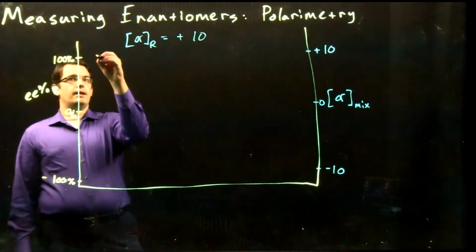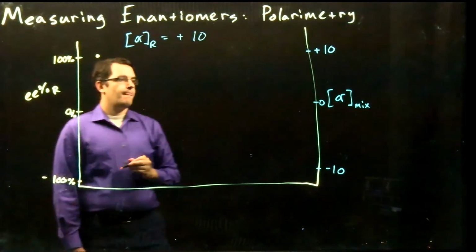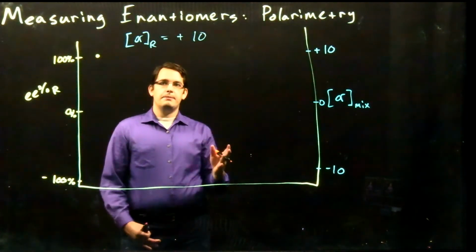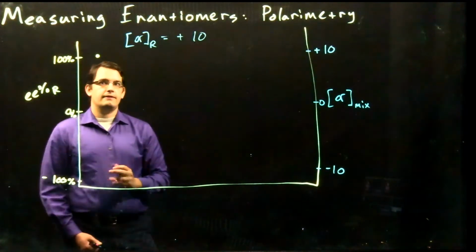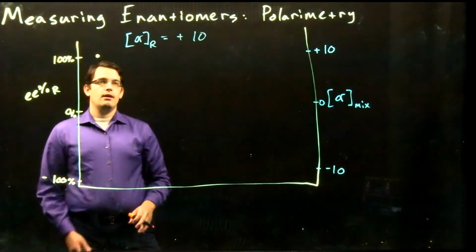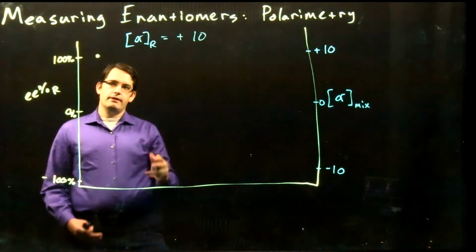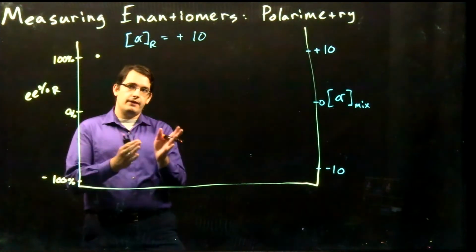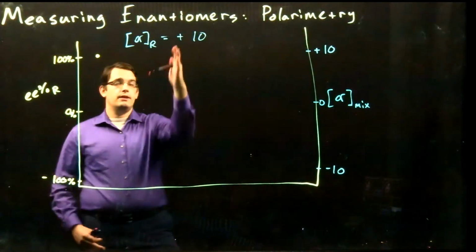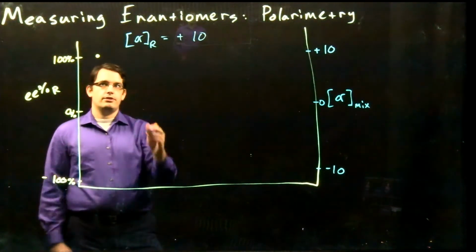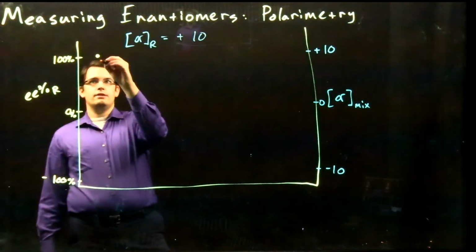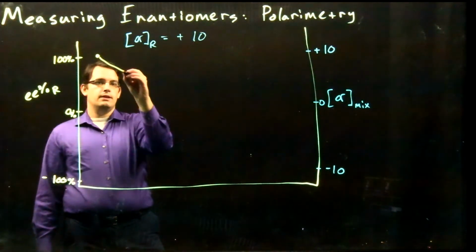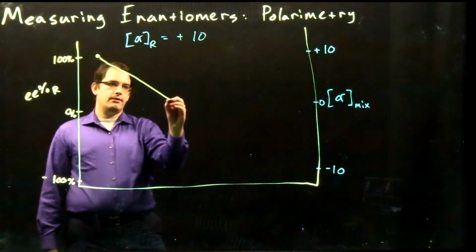So we start out up here at plus 10, and then as we increase the amount of S enantiomer, or decrease our enantiomeric excess of the R, this is going to decrease, right? Because we're going to have some molecules that are rotating in the negative direction and some that are rotating in the positive direction. So our specific rotation for the mixture decreases. We decrease, we decrease, we decrease.